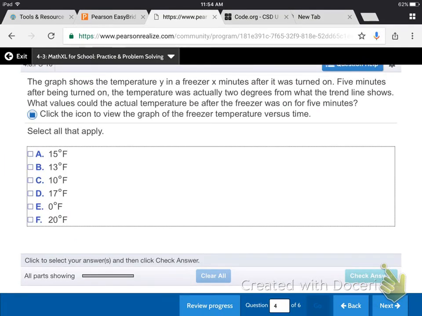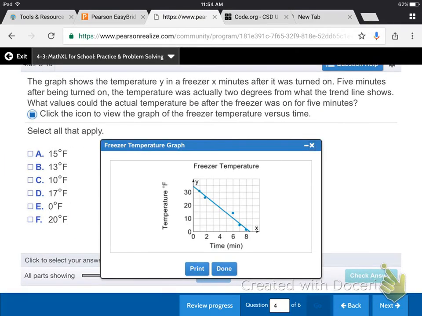Moving on. Okay, let's see where we are. Here we are. Problem 4 says the graph shows the temperature Y in a freezer X minutes after it was turned on. 5 minutes after being turned on, the temperature was actually 2 degrees from what the trend line shows. Okay, so let's stop there and let's find our point at 5 minutes, which is right there, right? That's at X equals 5, right? And Y equals 15, right?